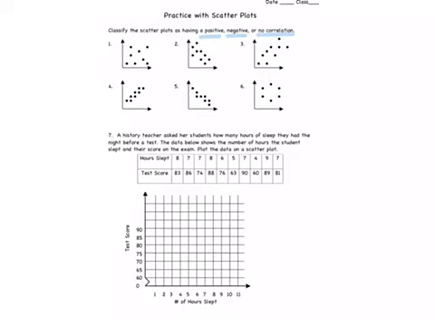So if we look at this first one, number 1, see how these dots are just everywhere? This is an example of no correlation. So the dots are just on there at random. There's no pattern. We couldn't draw a line to follow the pattern. So that's no correlation.